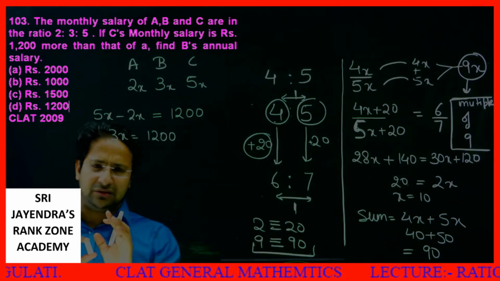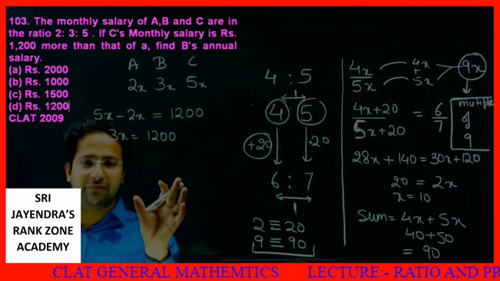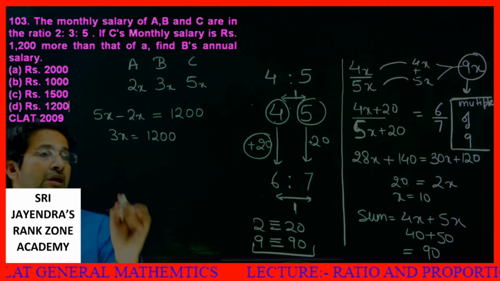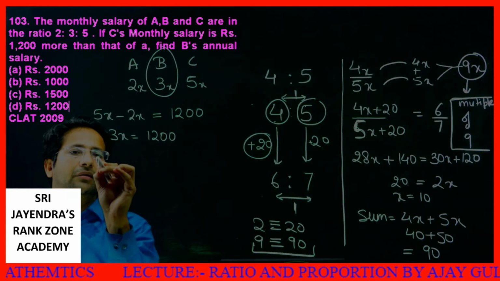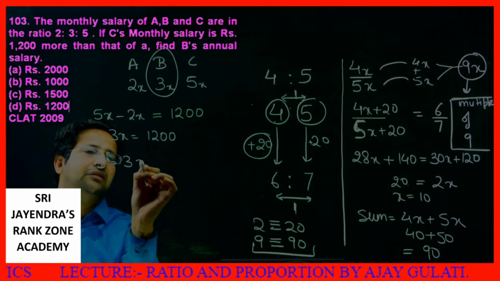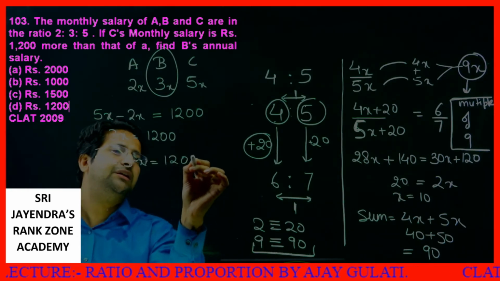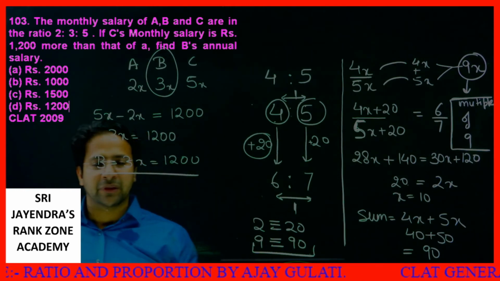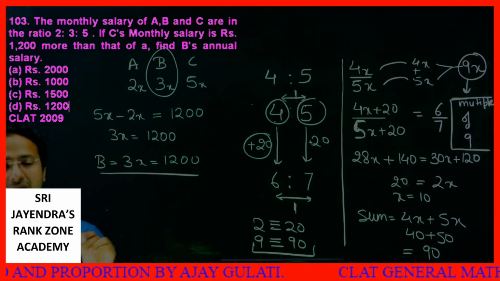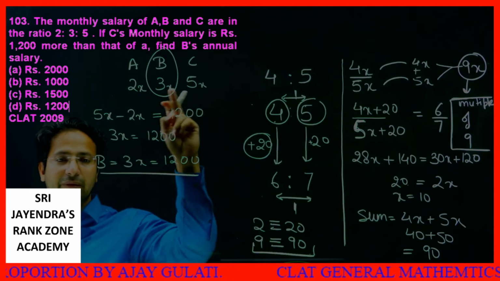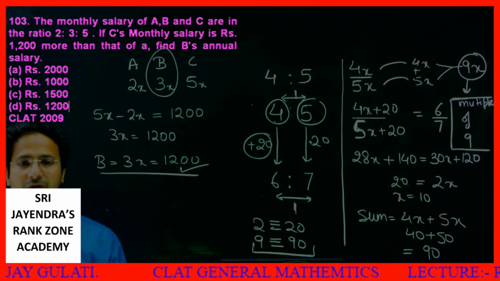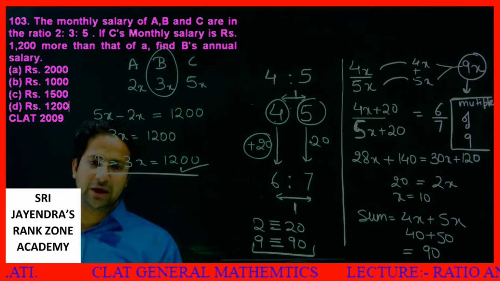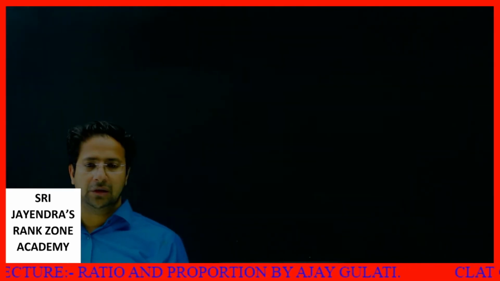Students, this is not our fault. There is a mistake in the question by CLAT. Salary of B is 3x, equal to 1200, but this is given as monthly salary. The examiner has by mistake asked B's annual salary. The question should have been B's monthly salary. So B's monthly salary is 1200 rupees. Option D is your answer. I'm moving to the next question.